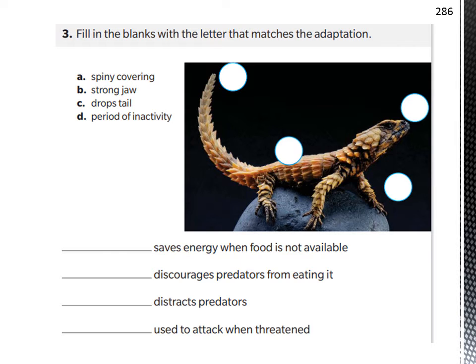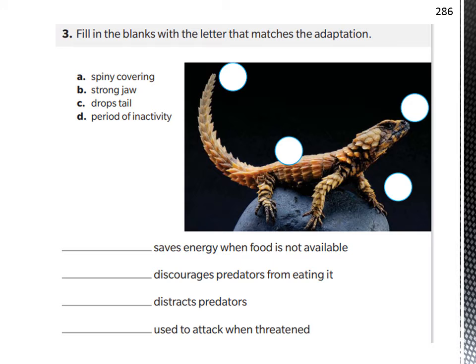Now please open your books on page 286. Question 3. Fill in the blanks with the letter that matches the adaptation. I will give you time to fill the blanks. Please, if you feel that you need more time, pause this video. Are you ready? Let's start. A. Spiny covering. B. Strong jaw. C. Drops tail. D. Period of inactivity.